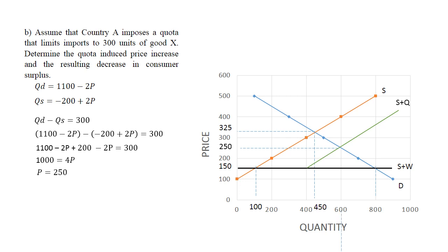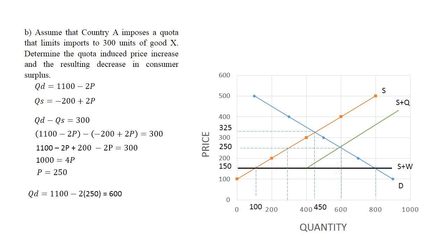Then what you have to find is how much the quantity demanded is equal to, and how much the quantity supplied is equal to. You already have the price, so you just substitute the price into this function. If you want to find the quantity demanded, you have to substitute 250 into this demand function, then you will get 600. So quantity demanded is equal to 600.